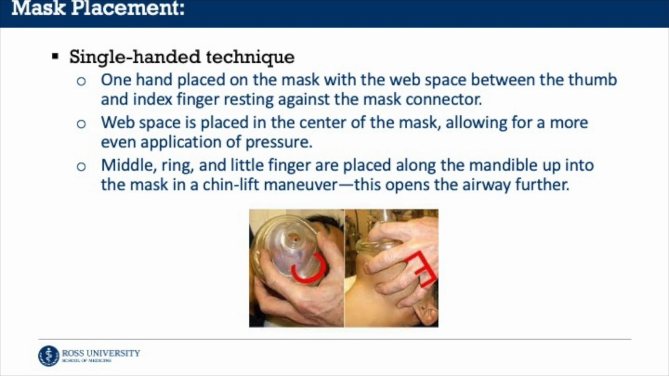As you can see pictured here is the CE technique for bag mask placement. The pointer, the index finger, and the thumb form the C around the mask, while the ring, middle, and little fingers form the E along the mandible. The correct technique is to lift the mandible up into the mask with the middle, ring, and little fingers while holding the mask tightly against the patient's face with the thumb and index finger. This ensures that you have an adequate mask seal.